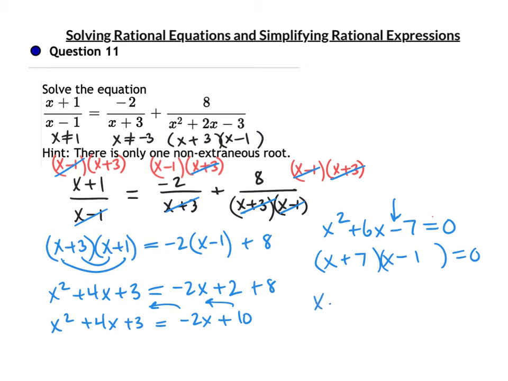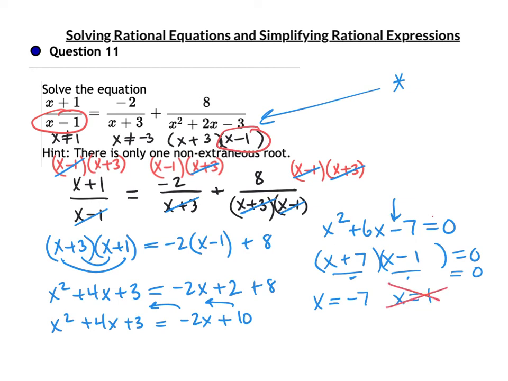My solutions are what makes 0. Here, plugging in negative 7 would create 0, and here, plugging in 1 would create 0, because again, 0 times anything will be equal to 0. The problem is, if you look at the original question, x could not possibly be 1, because if x was 1, you'd be dividing by 0 here and here. X cannot be 1. It's called an extraneous solution. It doesn't work in the original equation. This is our answer then, x equals negative 7.